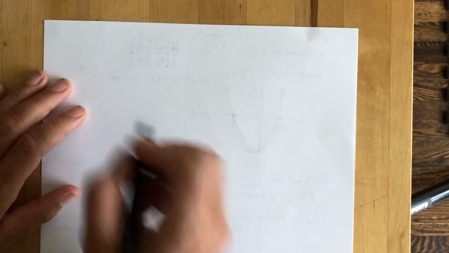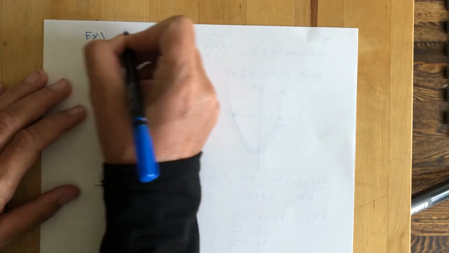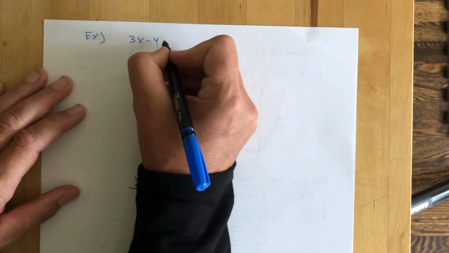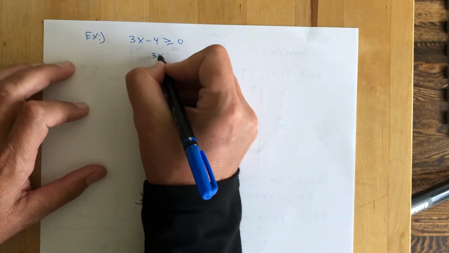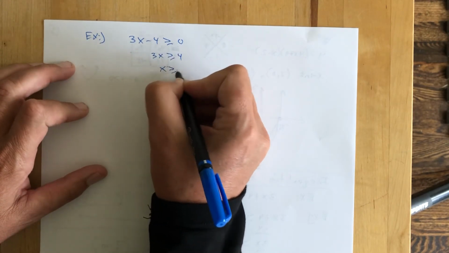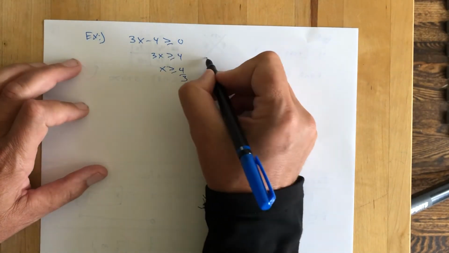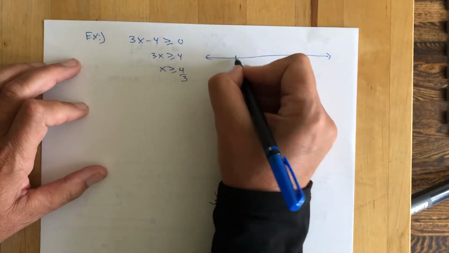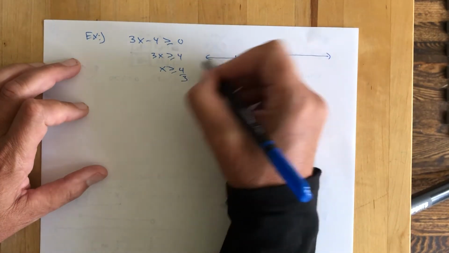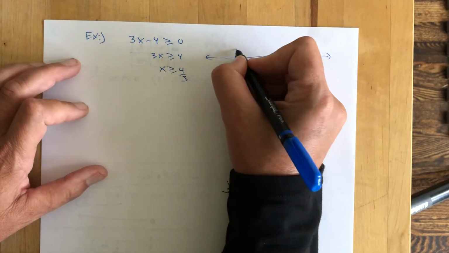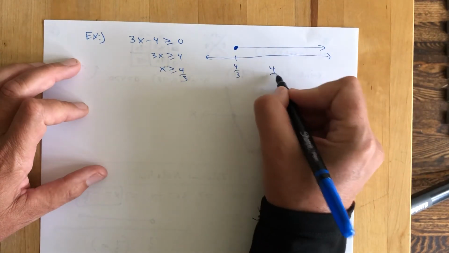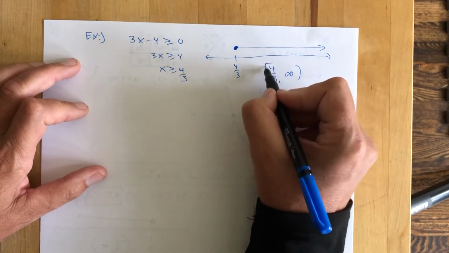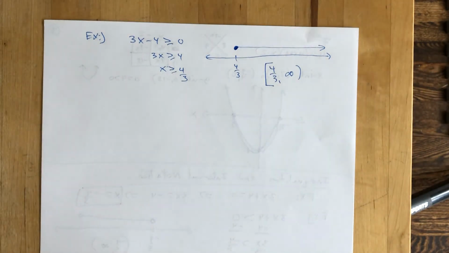Okay, so same problem, a little different. Let's say I had 3x minus 4 greater than or equal to 0, right? So same thing, 3x is greater than or equal to 4, x is greater than or equal to 4/3. Do your number line here. There's 4/3. Only now, because we have equals here, we include the 4/3. And then we do all the points up there. So now we include 4/3, so we make square brackets.